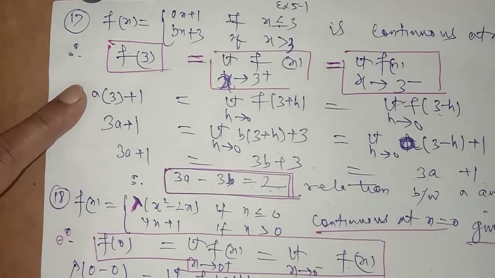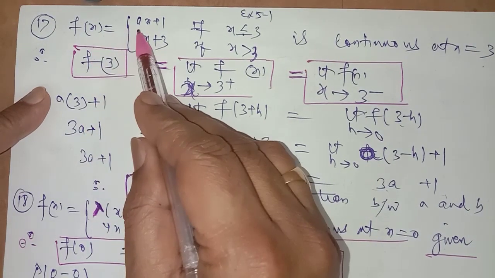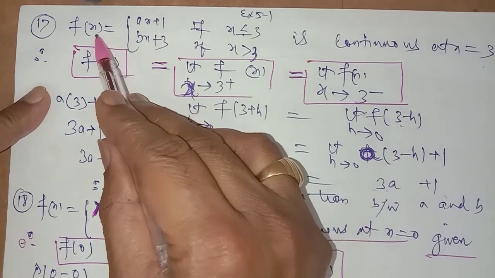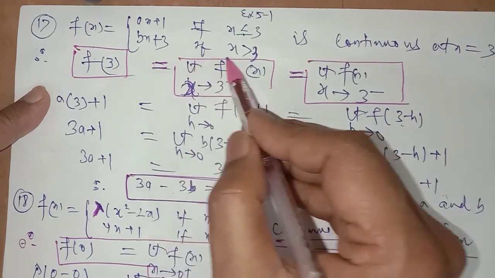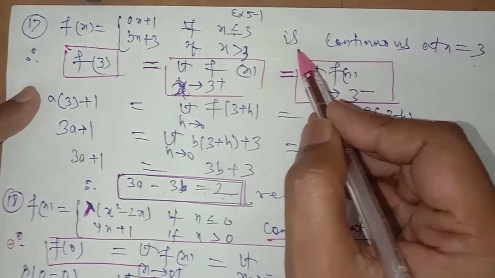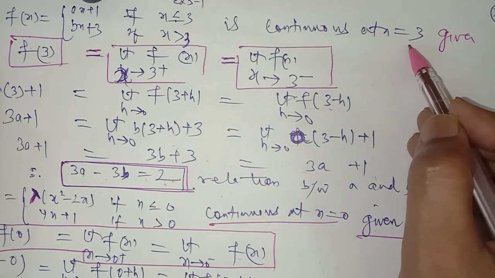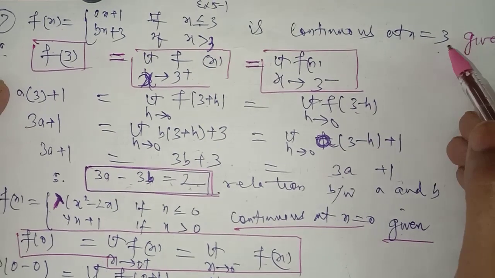Now we are taking question number 17. It is given that the function f(x) is equal to ax plus 1 if x is less than or equal to 3, and equal to bx plus 3 if x is greater than 3, and that this function is continuous at x equal to 3. You have to find the relationship between a and b.